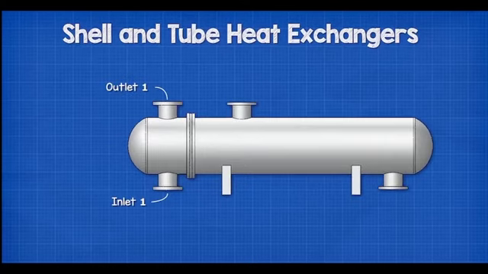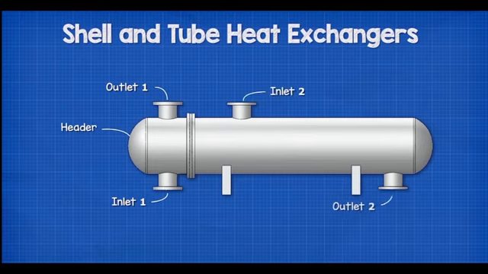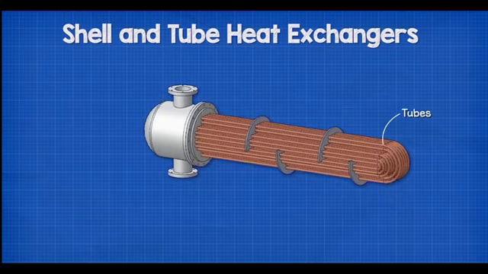Design, we normally find the inlet and the outlet for one fluid at the very end of the heat exchanger, known as the header. Then we have another inlet and outlet for fluid 2 on the main body, known as the shell. Inside the unit, we have the tubes.